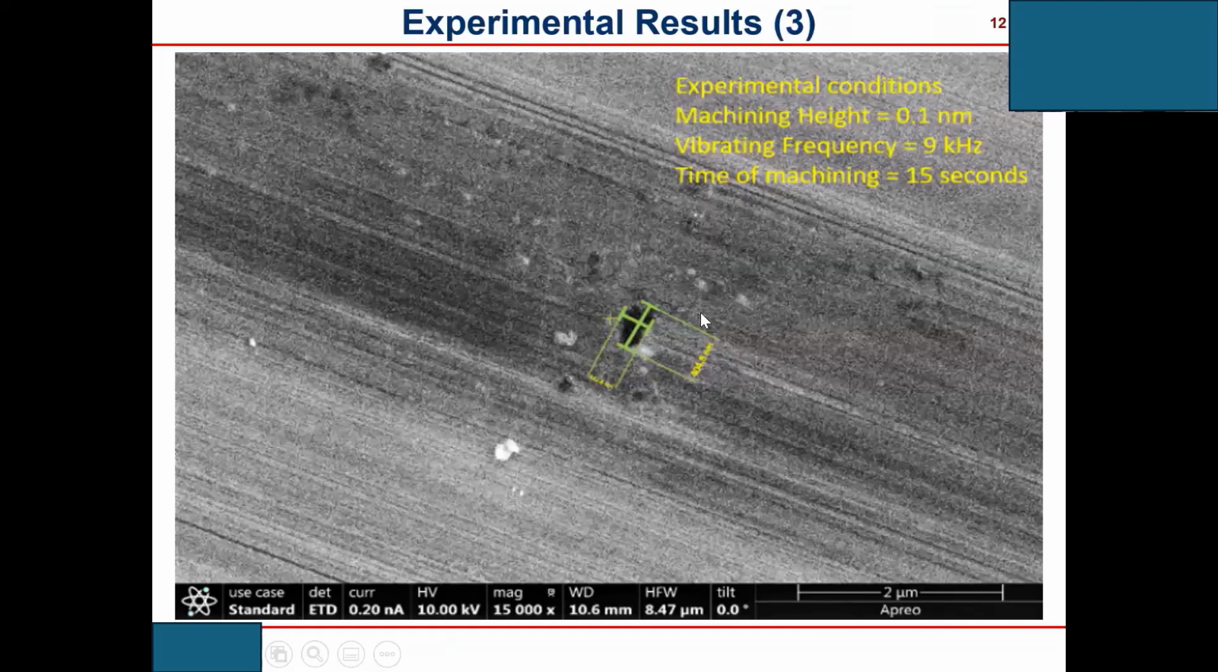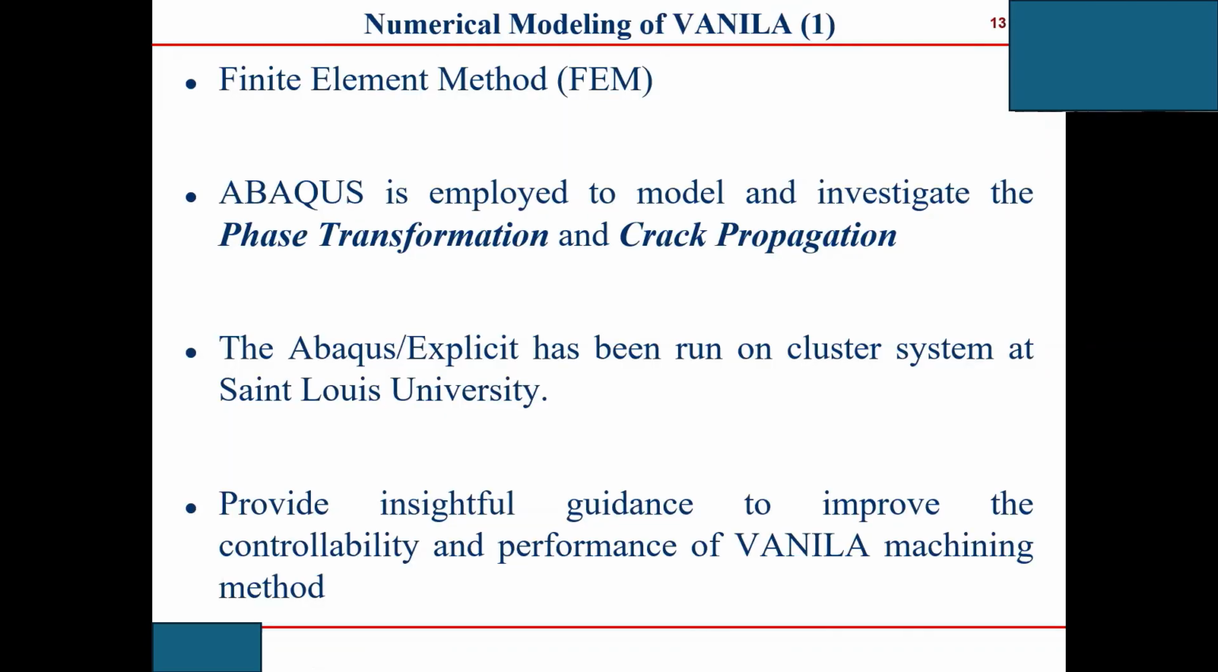So up to now we talked about the experimental setup and experimental results, and then we talk about the numerical modeling of this VANILA. Okay, so numerical modeling, and we use the finite element method to model this nanomachining process, and we also use Abaqus. And Abaqus is our old friend, and we have used it a lot. For me, I use Abaqus almost every day. So Abaqus is employed to model and investigate the phase transformation and the crack propagation of this nanomachining.